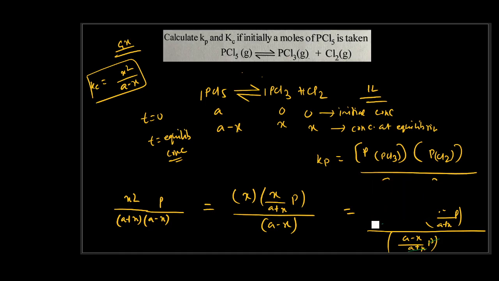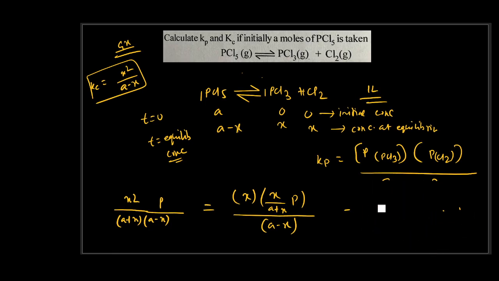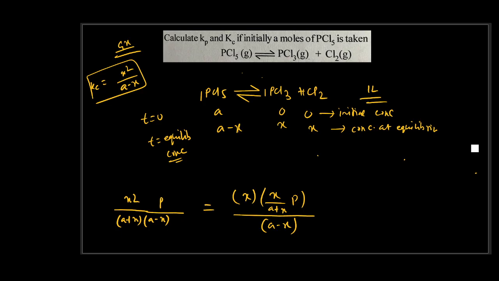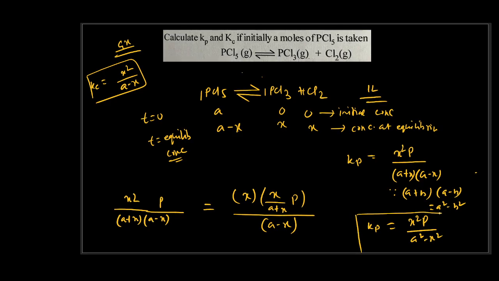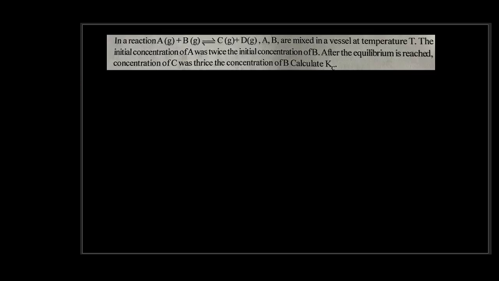So Kp is equal to X square P over A plus X into A minus X, because we know that A plus B into A minus B is equal to A square minus B square. So I can write Kp equal to X square P over A square minus X square. So this is for Kp and this is for Kc. Okay, so next problems.